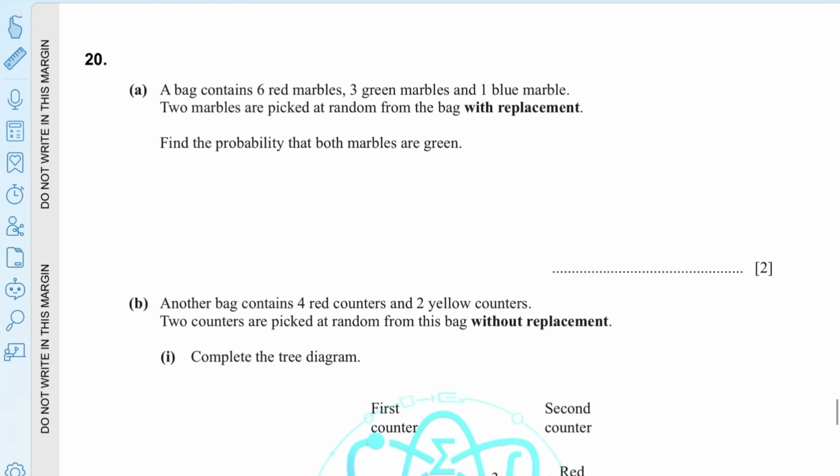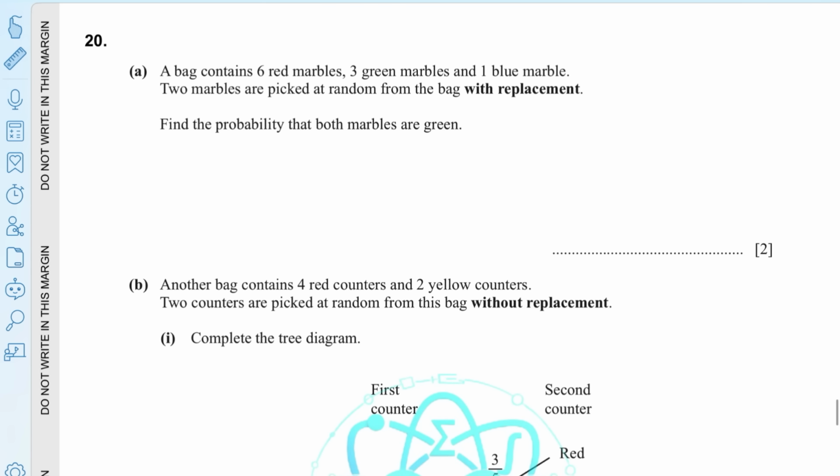Next, question number 20. A bag contains 6 red marbles, 3 green marbles, and 1 blue marble. If I add all this, the total number of marbles we have is 10. Is it okay? Two marbles are picked at random from the bag with replacement. Every time you are replacing it, that means the second time the total number of marbles will be exactly the same, right? So the question is: find the probability that both marbles are green. We have 3 green marbles, right?